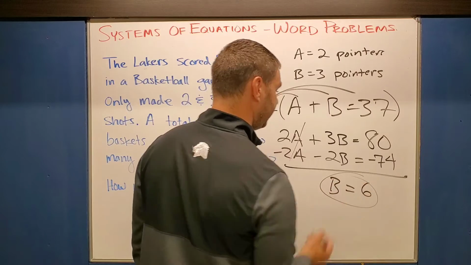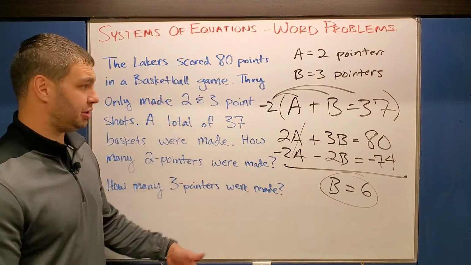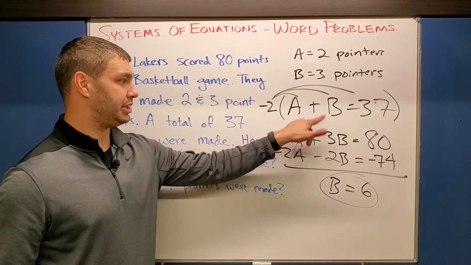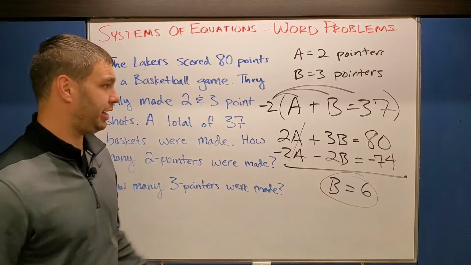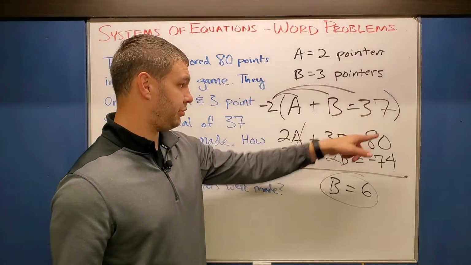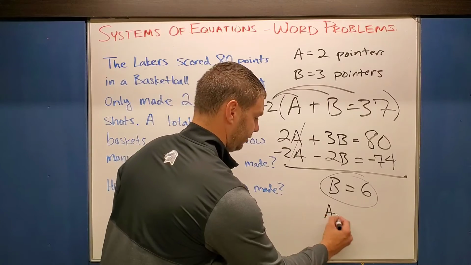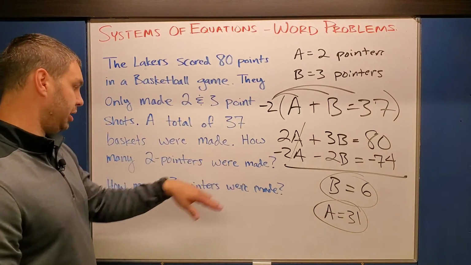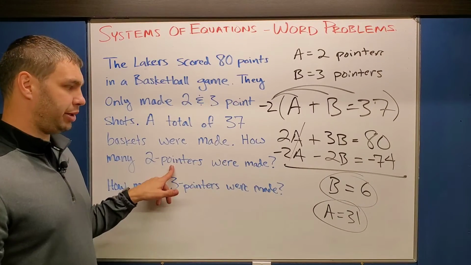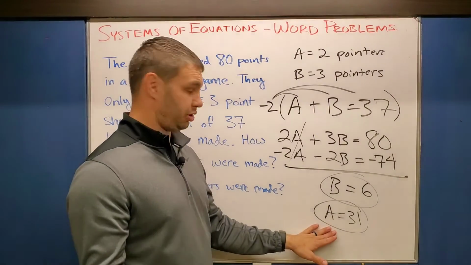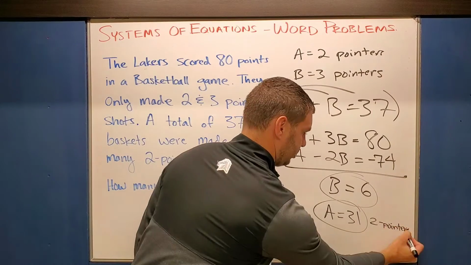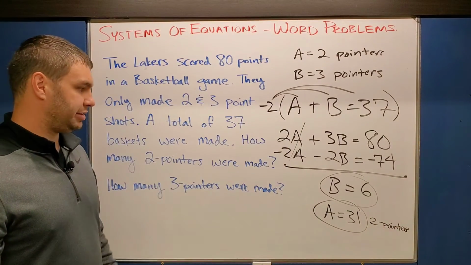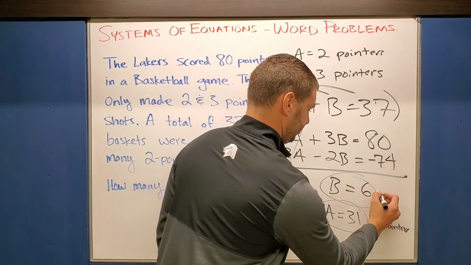So B equals 6. Then the easiest equation to plug this back into is probably my first one. A plus B equals 37. We can probably do this in our head. What plus 6 is going to equal 37? Well, A has to be 31 in this case. So if you remember, it asks us how many 2-pointers were made and how many 3-pointers were made. Since A is our 2-pointers, there are 31 2-pointers. And since B was our 3-pointers, there were 6 3-pointers.